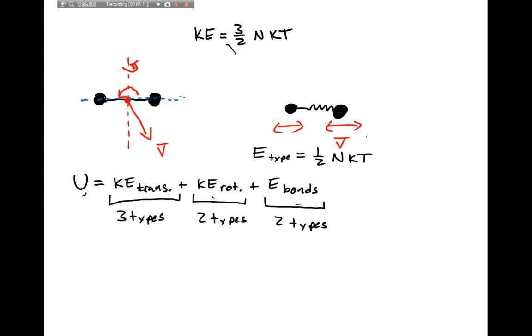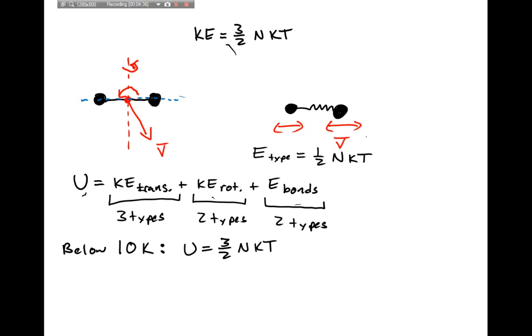So if the gas is very, very cold and it doesn't have very much energy, it won't have enough energy to allow these types of rotations or the bond stretching. So for temperatures that are very low, let's say typically below 10 Kelvin, the only thing you have is the kinetic energy associated with the motion of the molecules. And in this case, the internal energy will just be equal to 3/2 nkT.